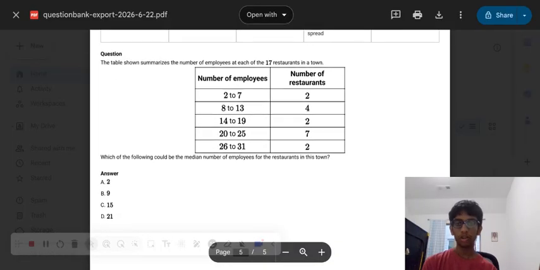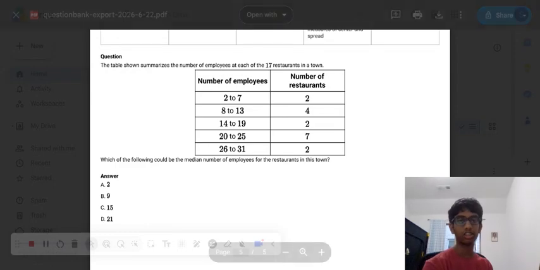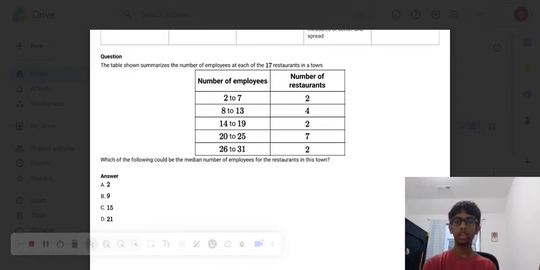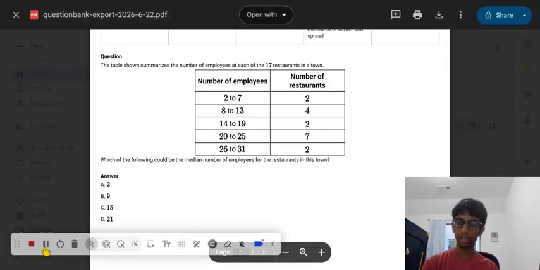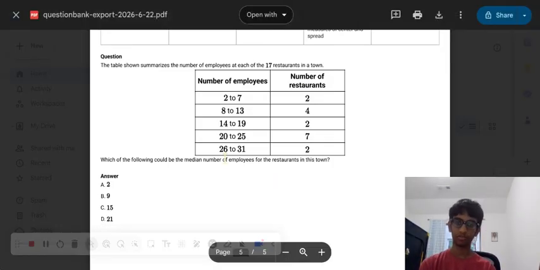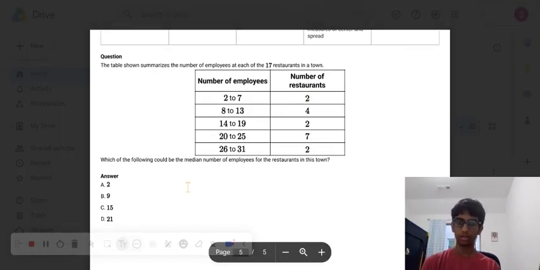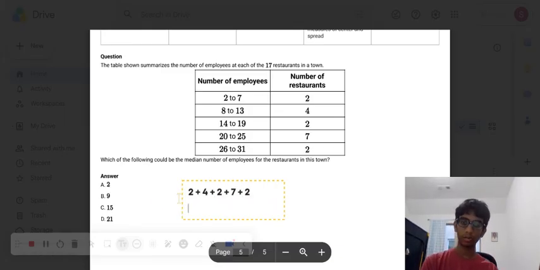The table shown summarizes the number of employees at each of the 17 restaurants in a town. Which of the following could be a median number of employees for the restaurant in this town? Okay. So remember, what do we do to find the median? Our median is our middle number. Okay. So what do you know about this table? So we know that the number of restaurants with 2 to 7 is 2, right? So you have 2 plus 4 plus 2 plus 7 plus 2, right? And that's equal to 6 plus 4, which is 10 plus 7, 17.